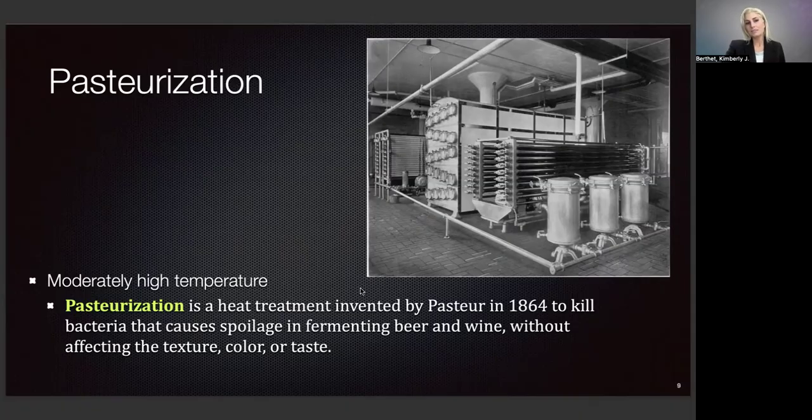Okay. It says here that pasteurization doesn't affect texture, color, or taste. Many people actually disagree. We pasteurize a lot of things here in the US. We pasteurize orange juice, we pasteurize milk. But a lot of people who drink raw orange juice or raw milk will say, yes, it does actually affect the flavor profile of these products.